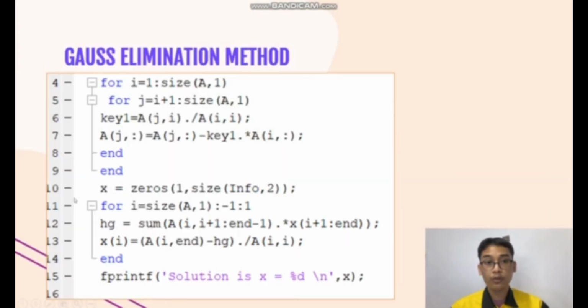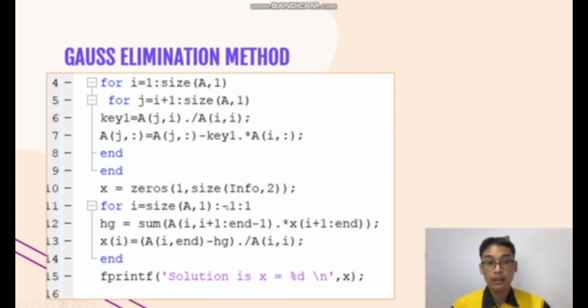Now this is the full coding for our Gauss elimination method that we use to prove that our simulation is correct. So x is actually the value that we want. That is our solution. So for I equal to size of A, 1, negative 1, and 1, this is actually the back substitution for our matrix form.